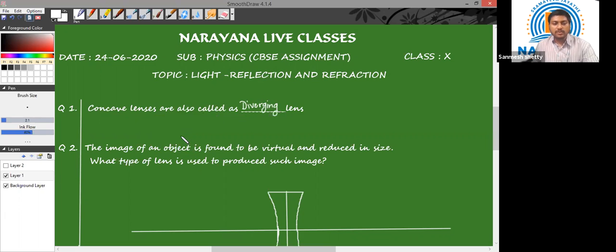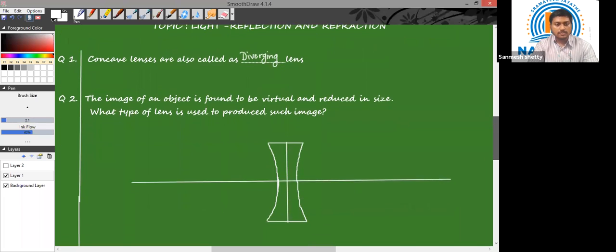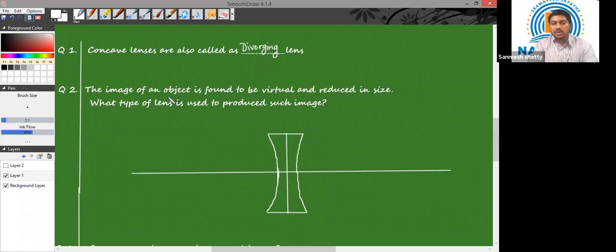Let us proceed towards our next question. The image of an object is found to be virtual and reduced in size. What type of lens is used to produce such an image? The answer is concave lenses. Concave lenses can be used to produce an image which is virtual and reduced in size. Let us draw a ray diagram and try to understand.